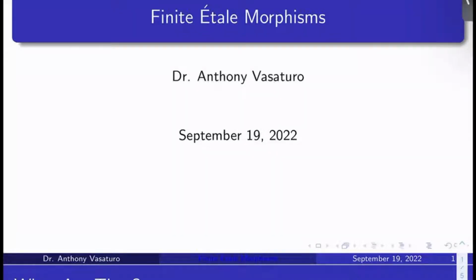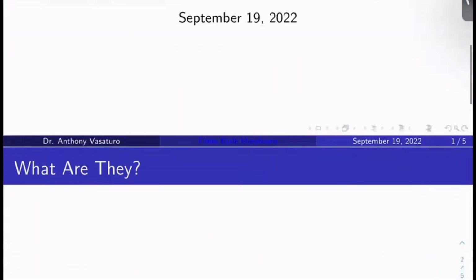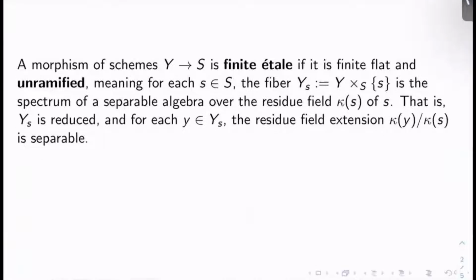Today's video will be a quick one on finite Etale morphisms. So what are they? Well, a morphism of schemes Y to S is finite Etale if it is finite flat in the sense we've already defined, and unramified, which means that for each little s in big S, the fiber Y sub little s, which is just, as I think we described before, Y cross singleton s over big S, is the spectrum of a separable algebra over the residue field kappa of s.